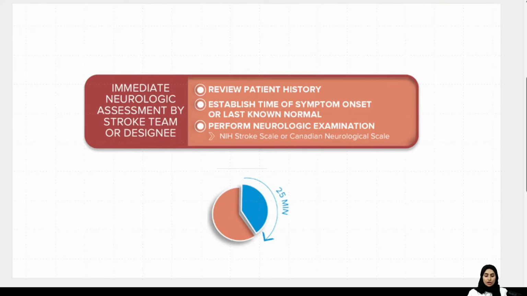Immediate neurologic assessment by stroke team. Review patient history. Establish time of symptom onset. Double check when the patient was last seen normal. Perform neurological examination, and this time we should do the NIH scale. This should be done within 25 minutes.